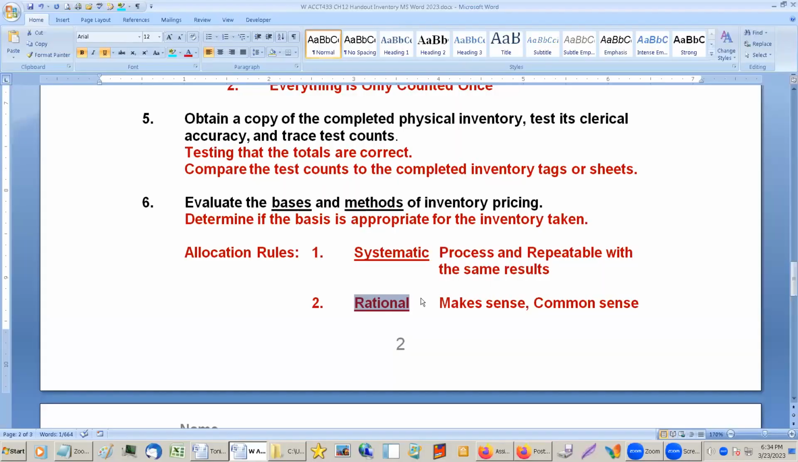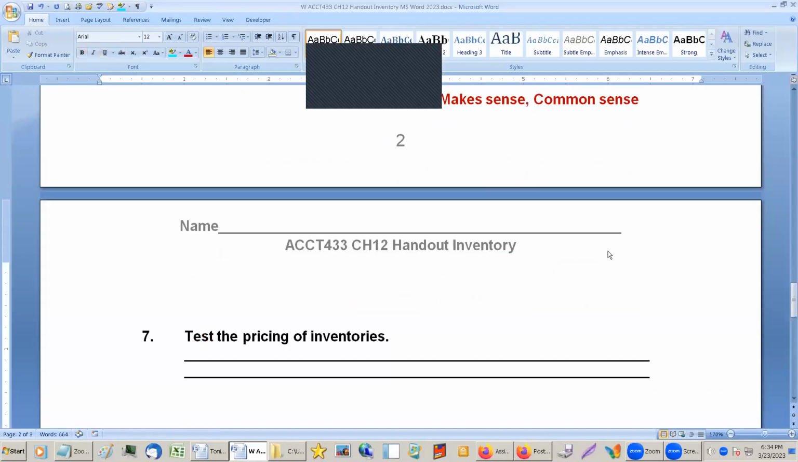If you can come up with a way of taking inventory or depreciating something, if it's systematic and it's rational, that really is the criteria. Now, of course, we do have LIFO, FIFO, and all that kind of stuff that are systematic and rational. We have units of production for depreciation, straight line, and all that stuff. But those are the criteria. Okay.